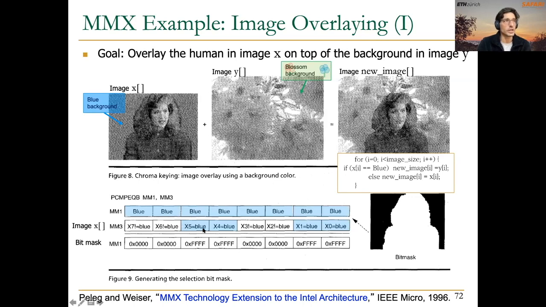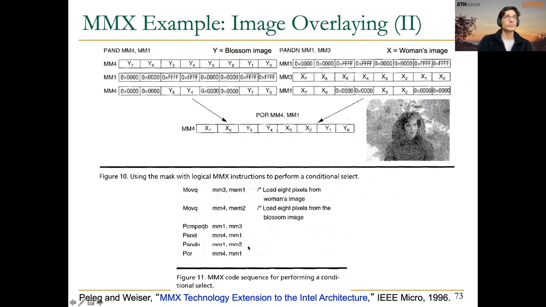So if the corresponding pixel is blue, the corresponding bits in the bit mask are all going to be equal to 1. If the pixel is not blue, that is, it belongs to the woman, then the corresponding bits in the bit mask will be 0. And by using this bit mask, we can easily compute the output image with the woman in front of the blossom. This is our blossom image, and notice that here we are using the mask as such.